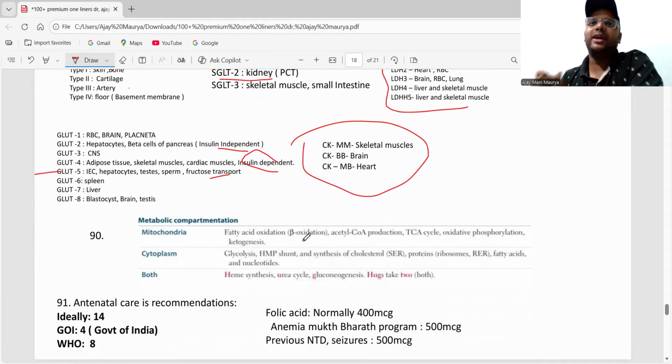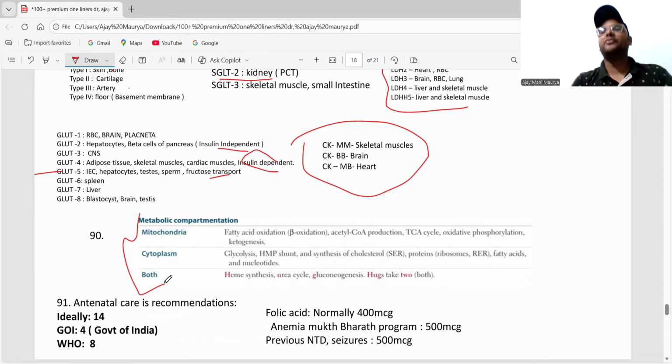Next one is the metabolic compartment. Where does glycolysis happen? In the cytoplasm. In the cytoplasm, we have glycolysis, HMP shunt, cholesterol synthesis, and protein synthesis. Both in the cytoplasm and mitochondria are heme synthesis and the urea cycle. These are the questions they're going to ask in the exam. How to remember this one?